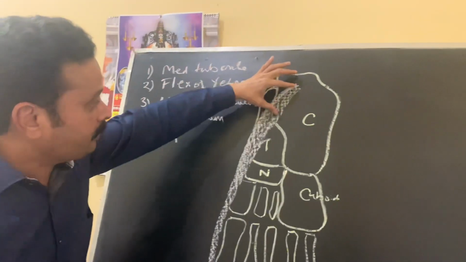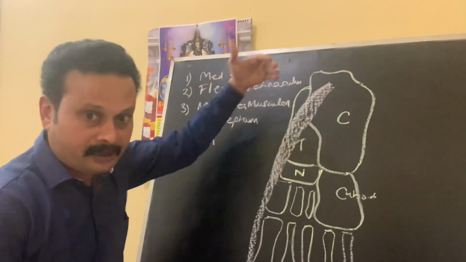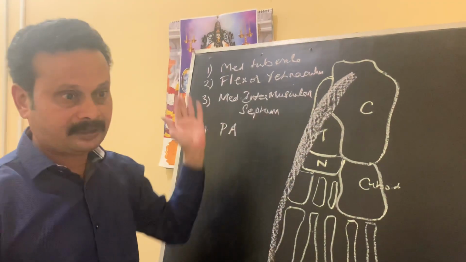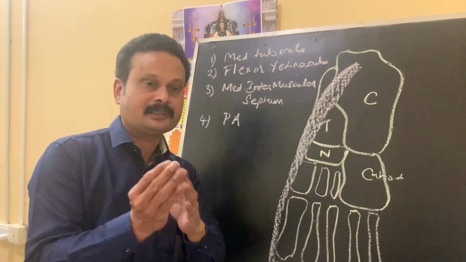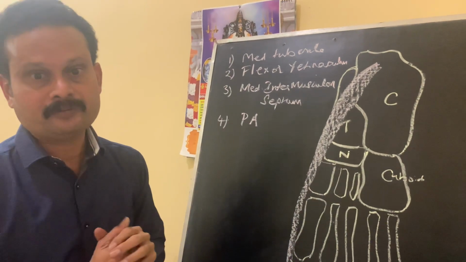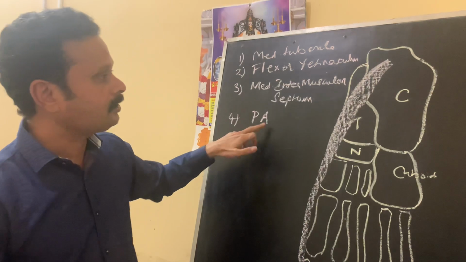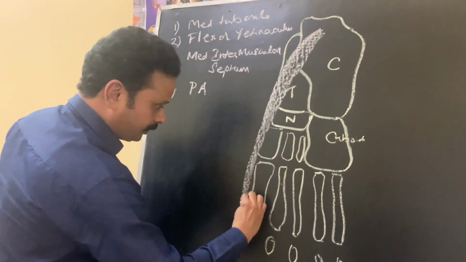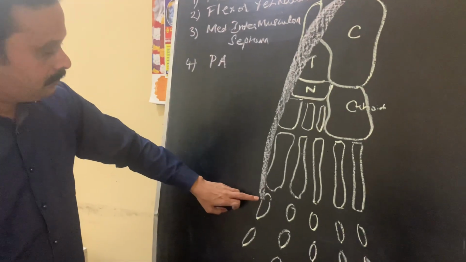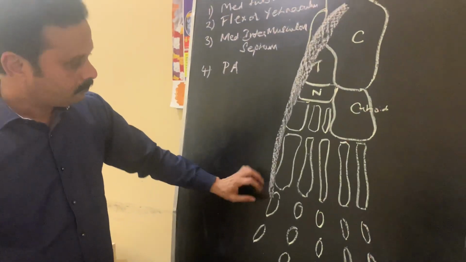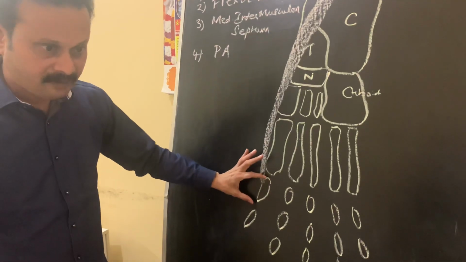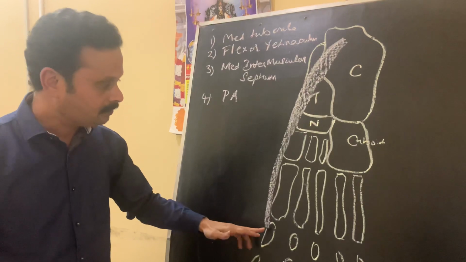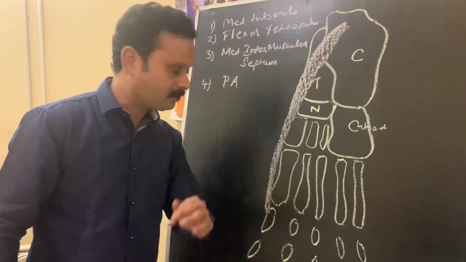Again I repeat, from the medial tubercle of the calcaneum, from the flexor retinaculum over there, from the medial intermuscular septum, which forms the junction between the medial part and intermediate part of plantar aponeurosis, and from the plantar aponeurosis itself. The muscle descends downwards to be attached finally to the medial aspect of the base of the proximal phalanx of the great toe. Is it clear?